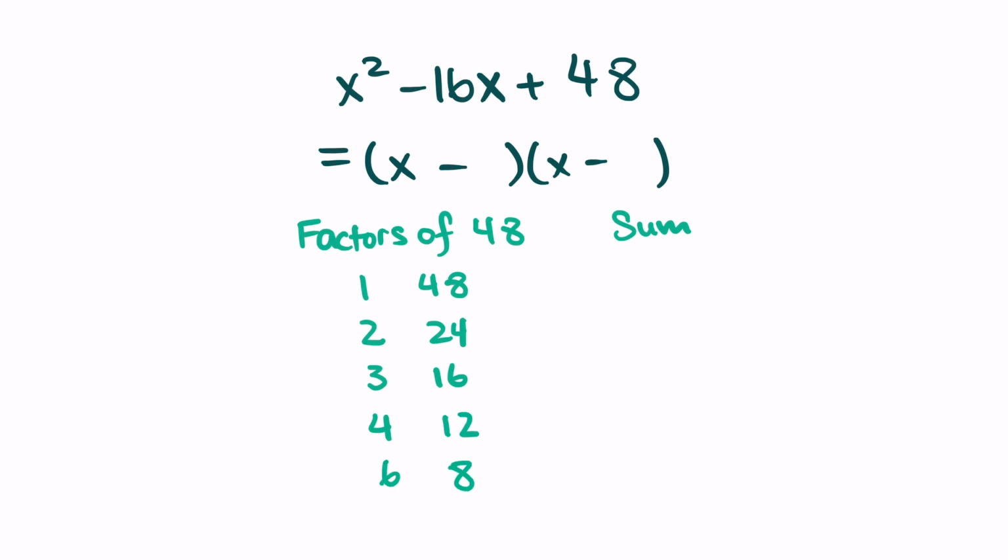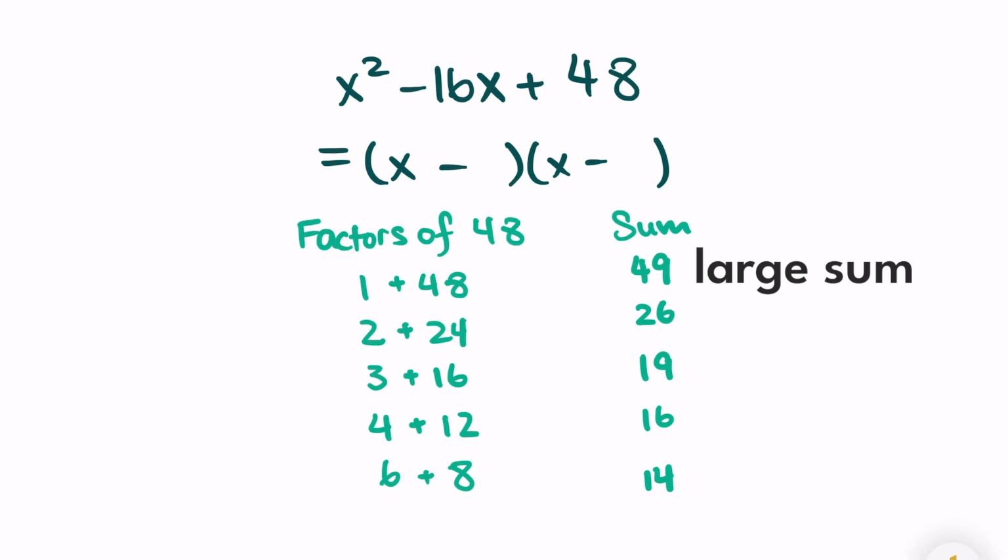But let's take a look at what happens when we add our factors. You can see that if our factors are far apart, when we try to add them, we're going to get a bigger number. If our factors are close together, we're going to get a smaller b value.